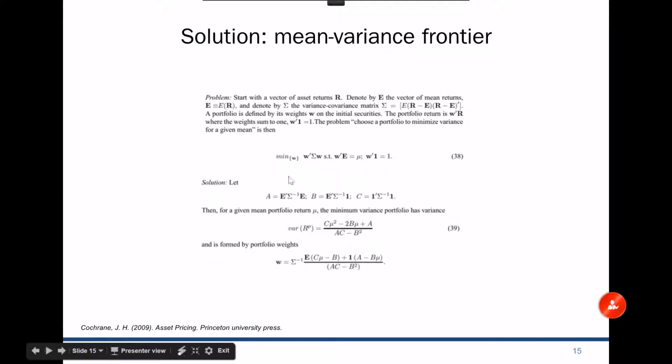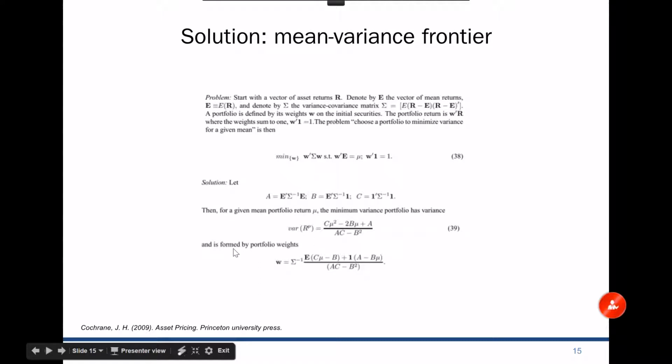And actually there is a solution. Let A be E prime precision matrix E, where again E is the expected value and the precision matrix is the inverse of the covariance matrix. B is E prime precision matrix 1, where 1 is a vector of ones. C is 1 prime precision matrix 1. And the variance, for a given target return, the minimum variance portfolio we can achieve is this one. The minimum is this one.